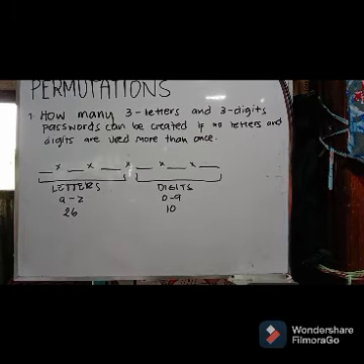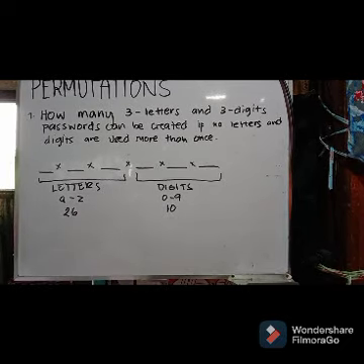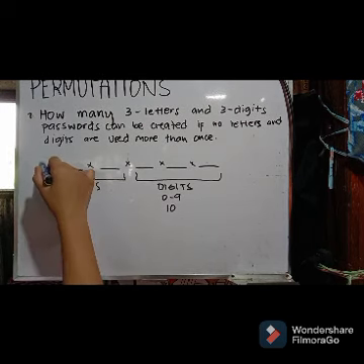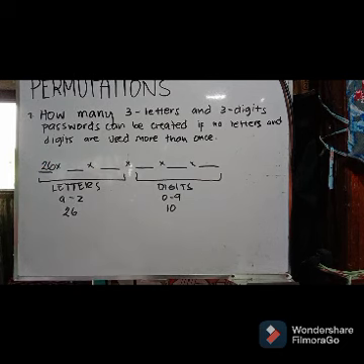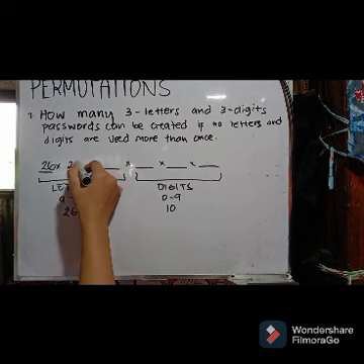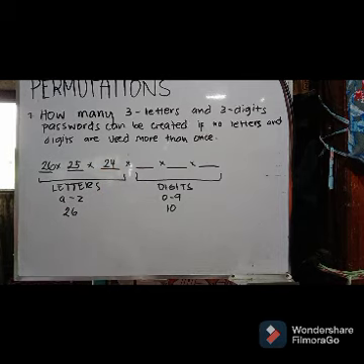Then the condition is no letter and no digits can be used more than once. So the first is 26, and it says that letters and digits cannot be used more than once. So 26, the first letter is already used in the first line. So this will be 25, and the third is 24 because 2 letters are already used.